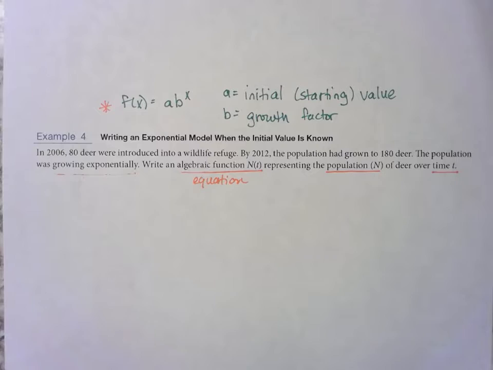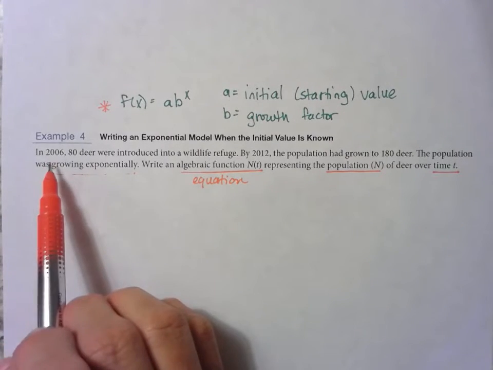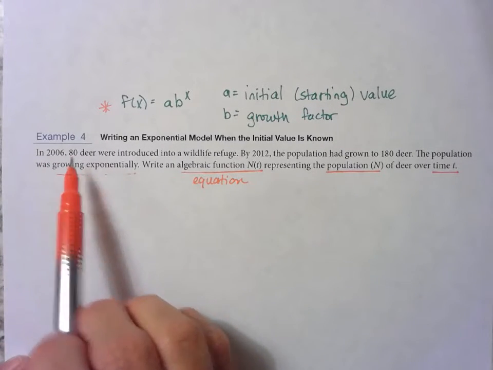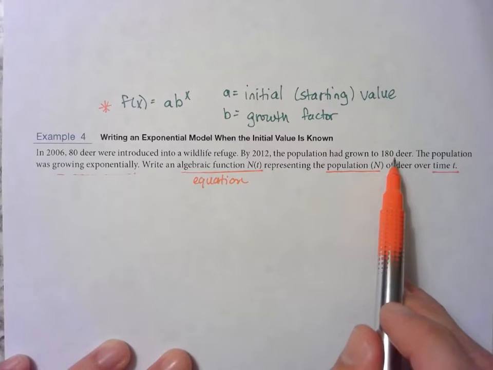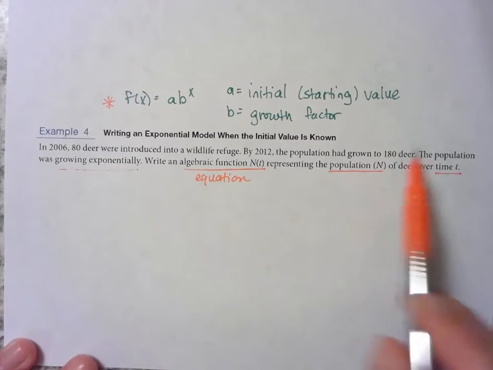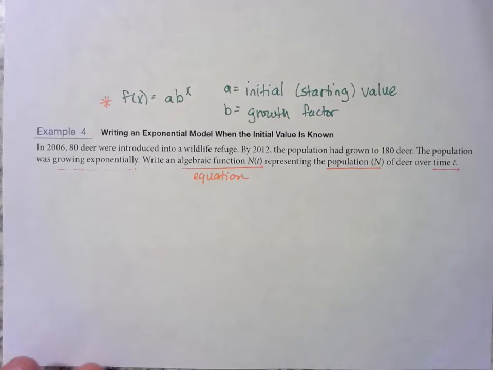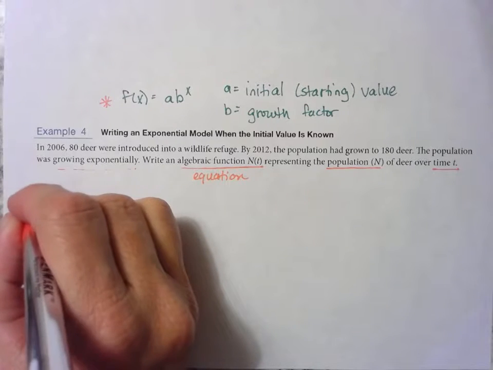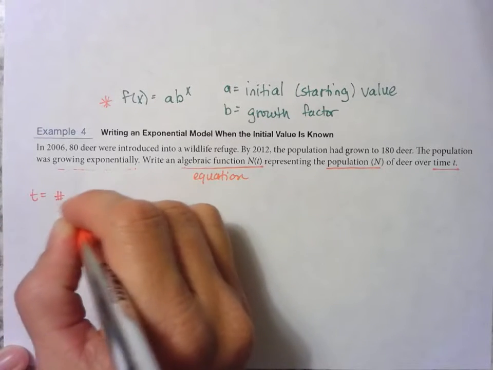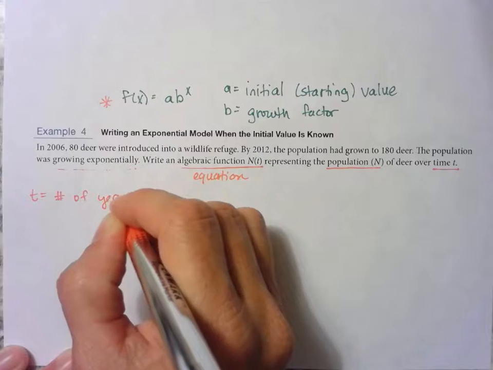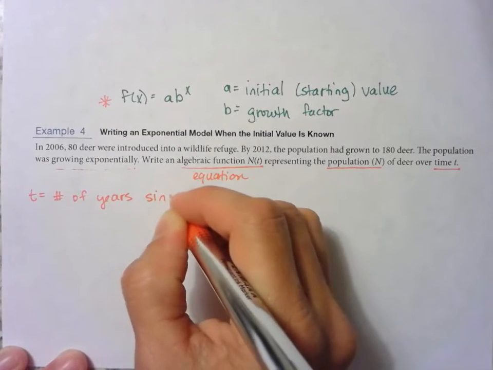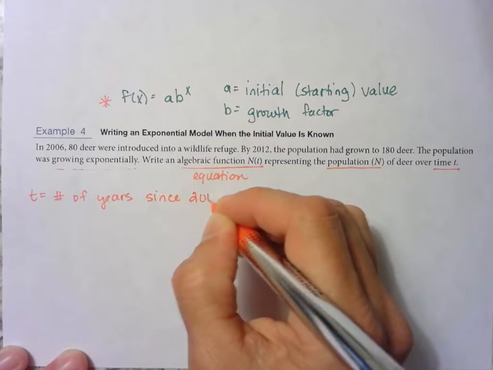Well, we know a couple of things. We know that in 2006 there were 80 deer, and in 2012 there were 180 deer. Well, we don't want a year representing t, like the number of a year. We want how many years. So why don't we define t as the number of years since this began, which was 2006.